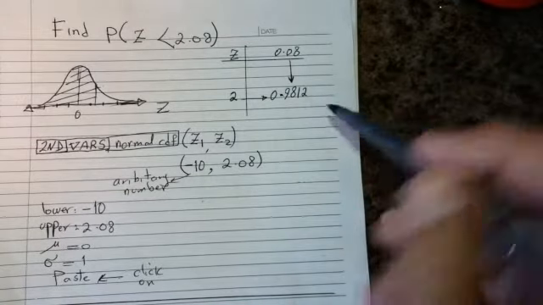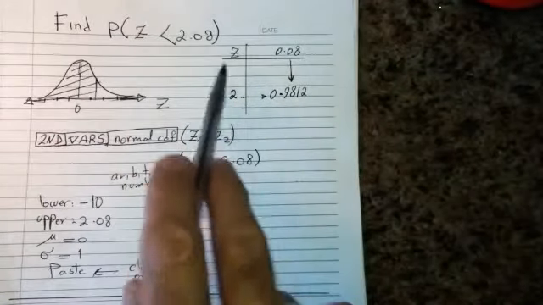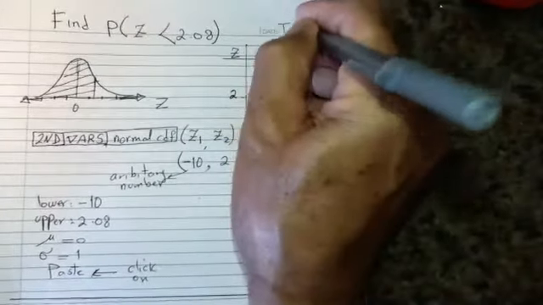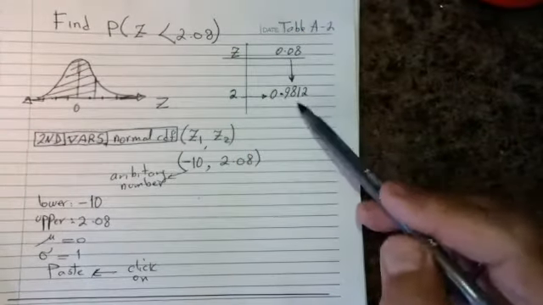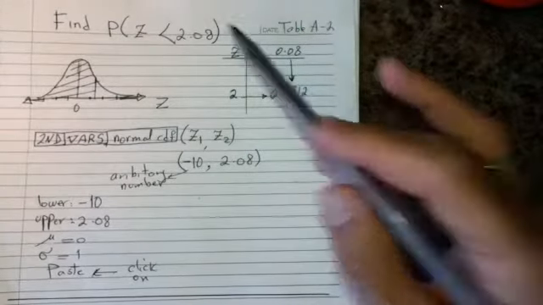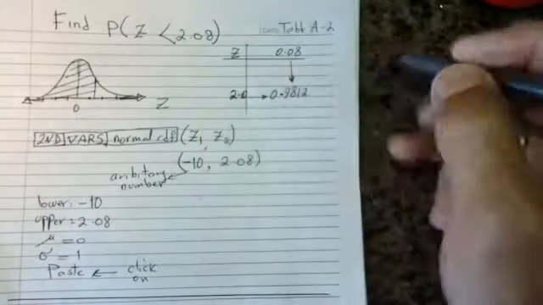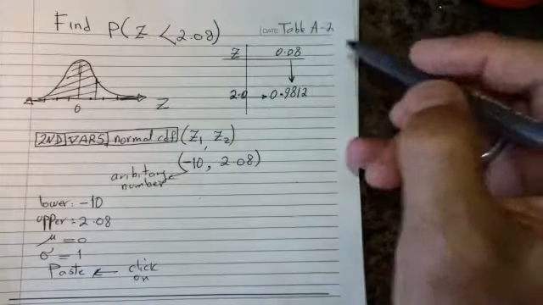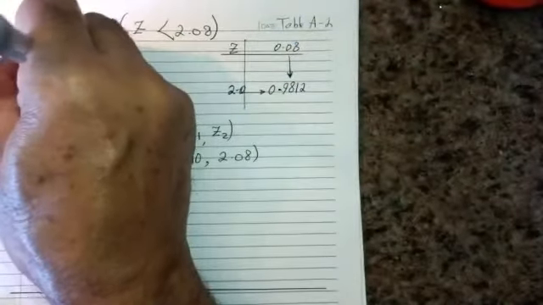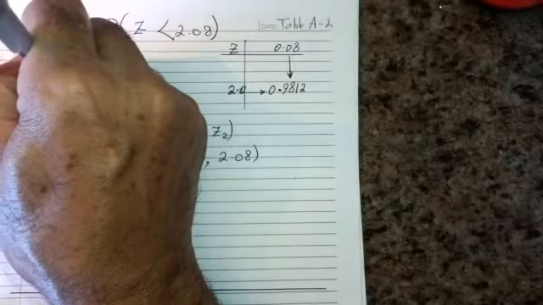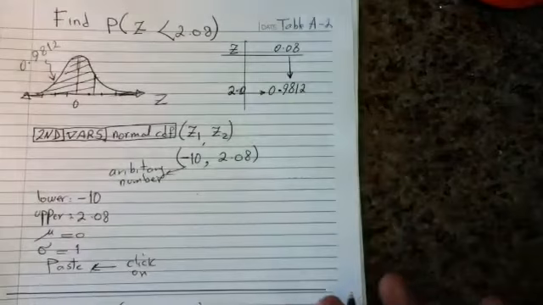So for these problems, probability of Z less than 2.08, if you use the table A2, then 2.0 from here and 0.08 from the top, this is the area, 0.9812. Okay, that's this area.